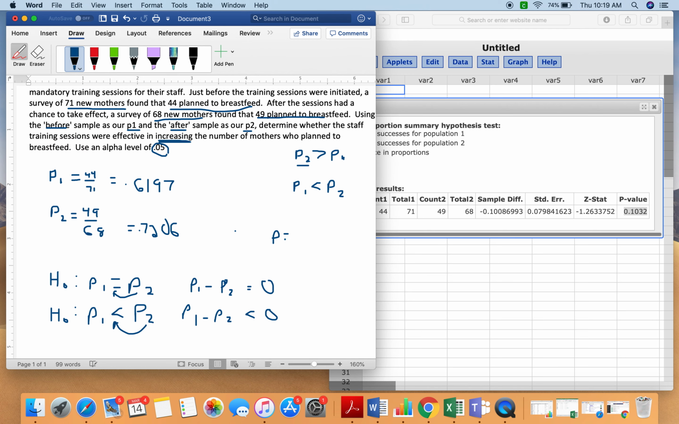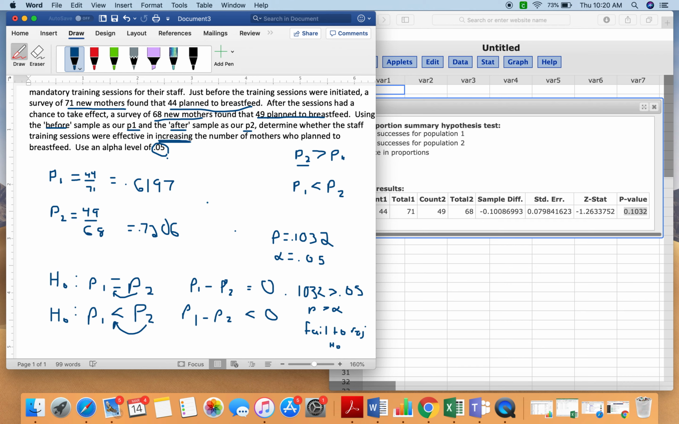Our p-value equals 0.1032, and we want to compare this to our alpha, which was 0.05 from up here. In this case, 0.1032 is greater than 0.05. So we have p greater than alpha, which means we fail to reject the null. So we failed to reject our null.